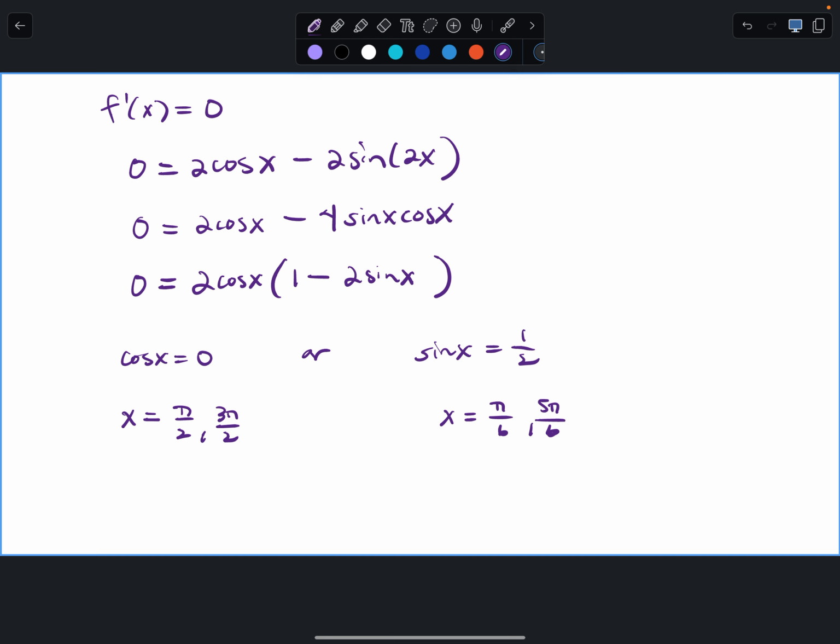Solving analytically, you'd want to use the identity. So for cosine of x equal to 0, you'd get pi over 2 and 3 pi over 2. And then for sine of x equal to 1/2, you'd get pi over 6 and 5 pi over 6.